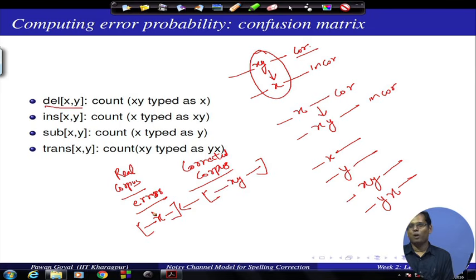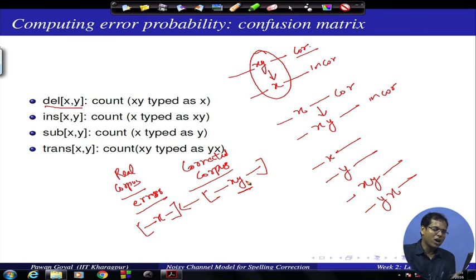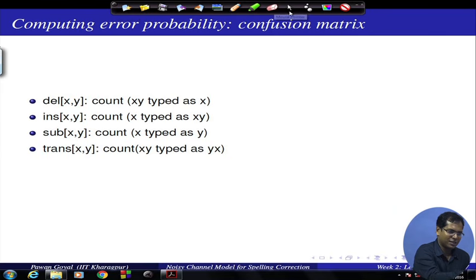So now how will I compute the probability? I will see in my real corpus how many times I have this character bigram xy, and out of those how many times y was deleted, and that will give me the probability that after x, y is deleted. So how many times xy occurred together, out of those how many cases y was deleted. And similarly I will find it out for all cases of insertion, substitution and transposition. So let us see the actual matrices.